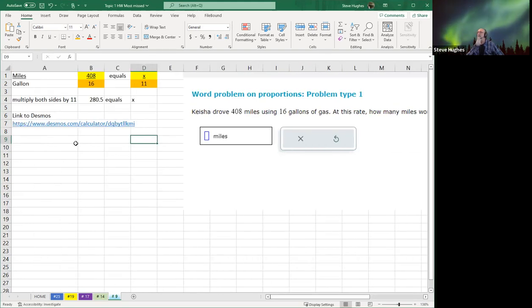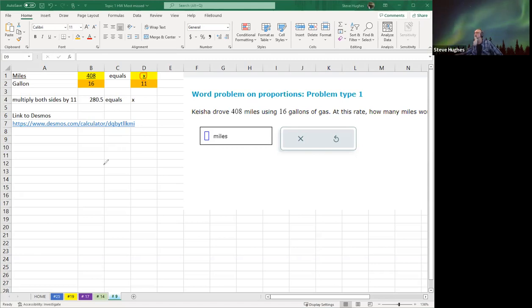All right. What we're going to do is set up ourselves a proportion. So the proportion is miles over gallons. You guys see that? 408 miles over 16 gallons. What I don't know is X. So X miles over 11 gallons.